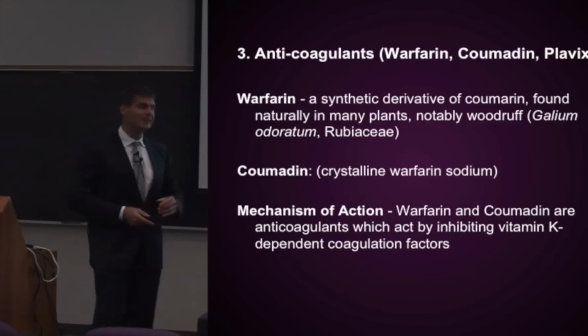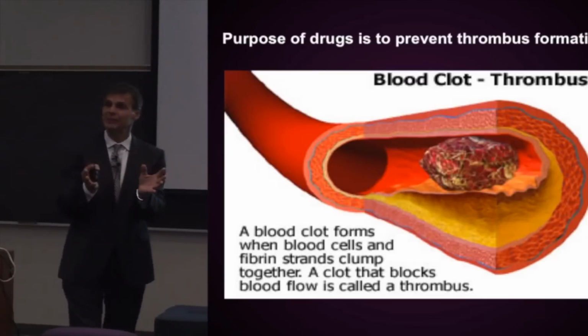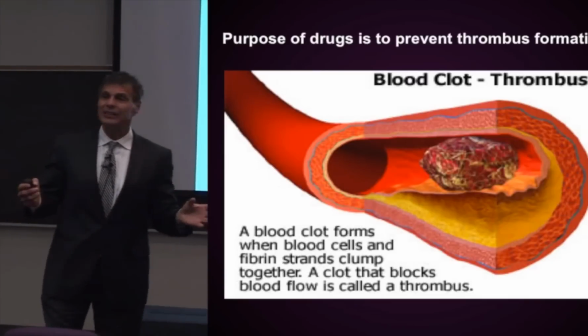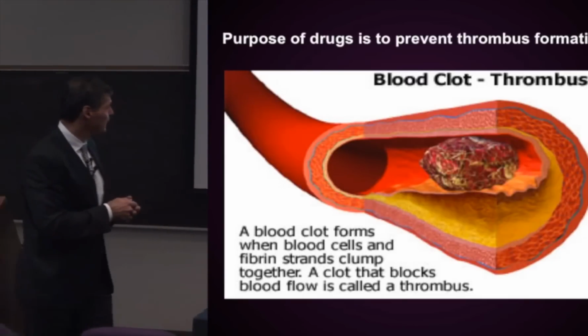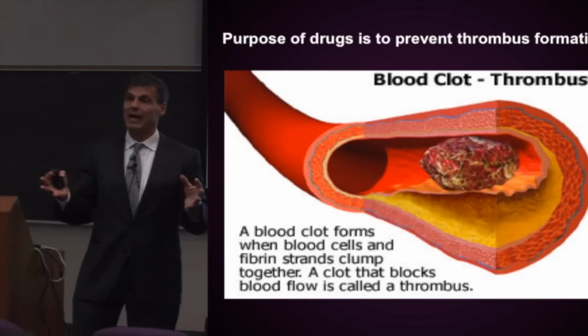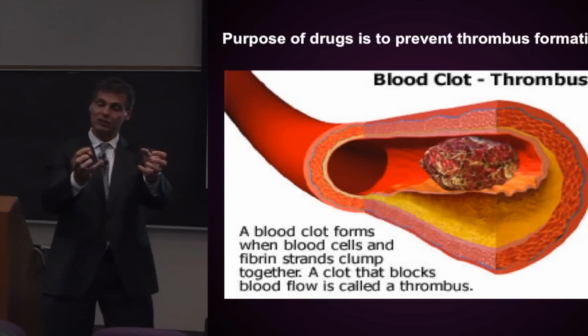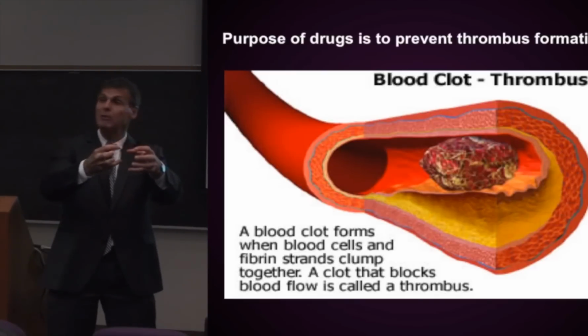They inhibit these vitamin K-dependent coagulation factors. I'm going to show you this. The idea of giving somebody warfarin or Coumadin is you want to prevent the buildup of a thrombus in the artery wall in people that are high risk for that happening to them. We're going to look at who those high-risk people are. Because, of course, the thrombus can actually clog the blood vessel, or the thrombus can break off.